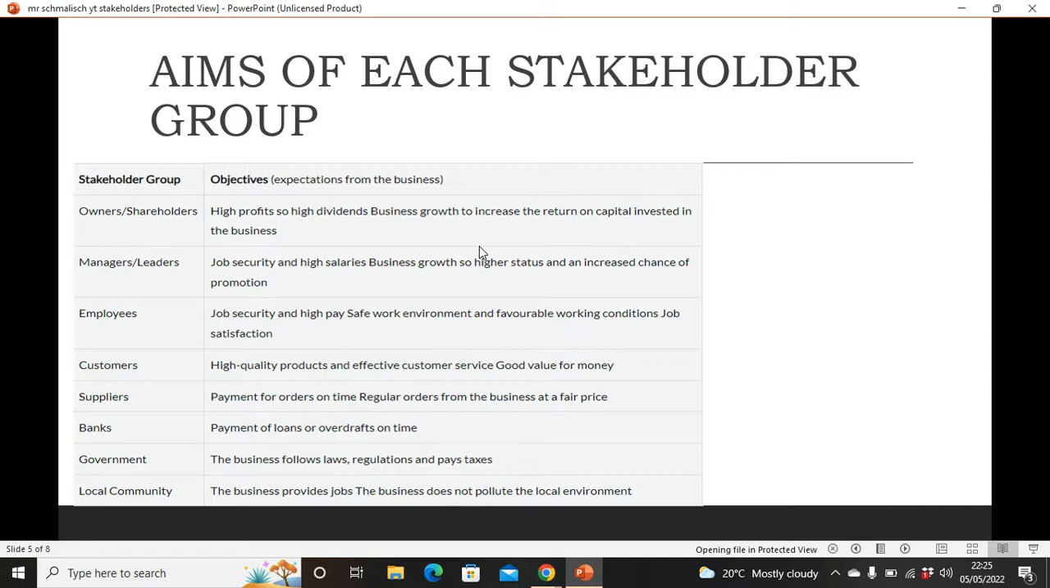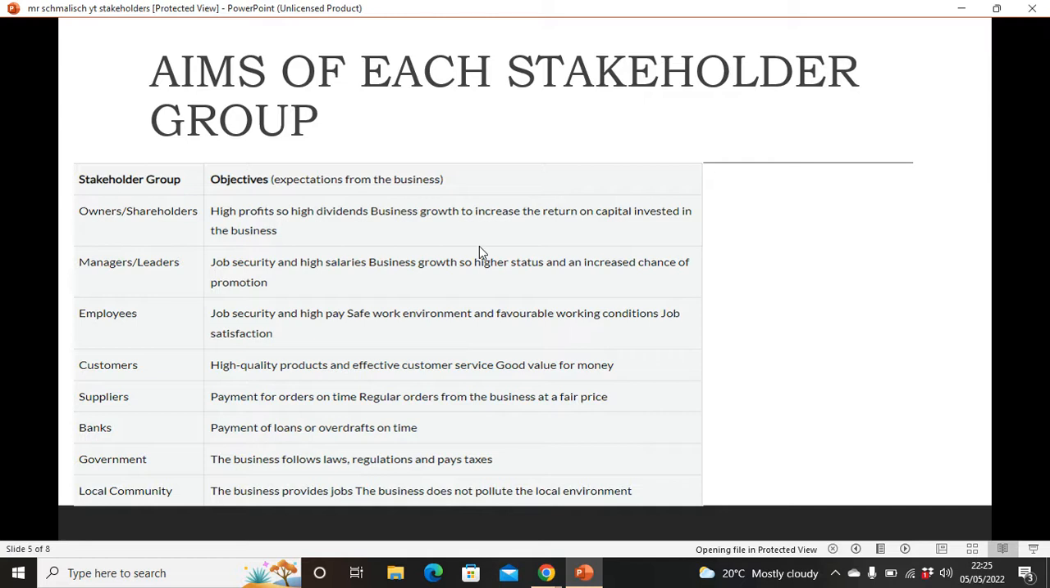Suppliers, now these are the people who supply raw materials to the business, and their main interest is to get payment for orders on time, okay, and regular orders from the business at a fair price. Okay, so payment for orders on time. Just remember, most businesses would use trade credit, so they don't receive the money for goods up front. So they would like to be paid on time, either within 30, 60, or 90 days, depending on the agreement made by the business.